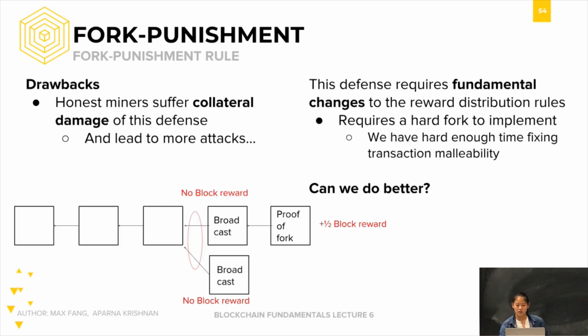All right, so to go over the drawbacks. Again, like we said earlier, honest miners will suffer collateral damage, and this leads to more attacks that we won't go into. And again, this requires fundamental changes to the reward distribution rules. That's a fundamental protocol level change. We don't want to do those because those are hard forks. And so we'd like to know if we can do better.